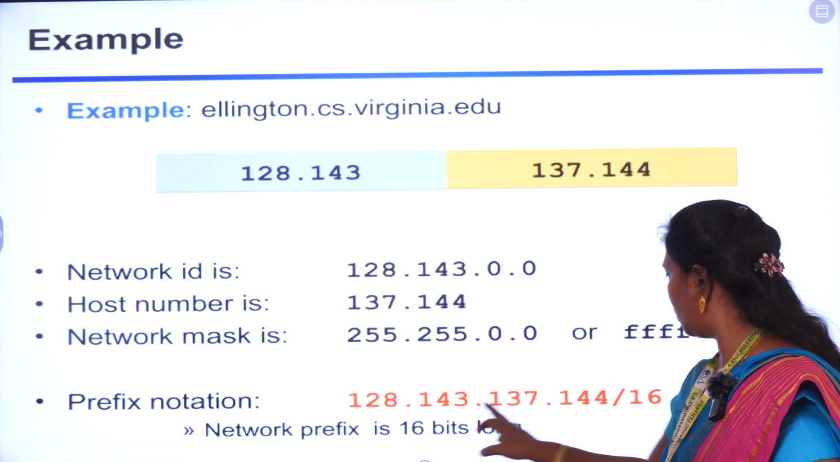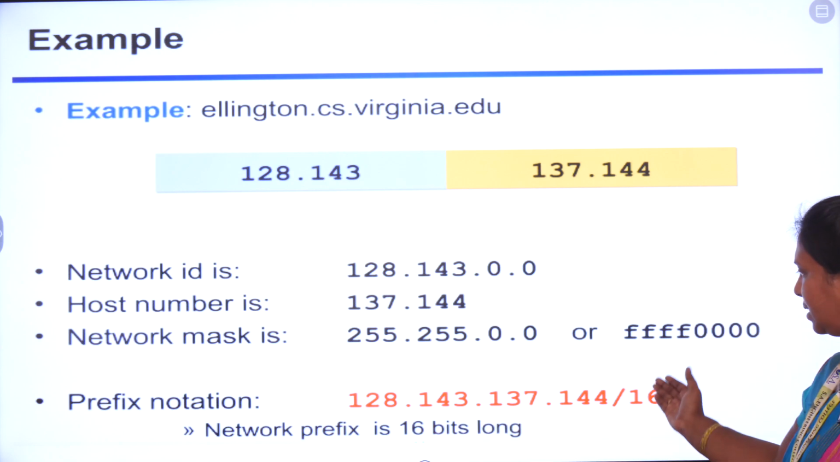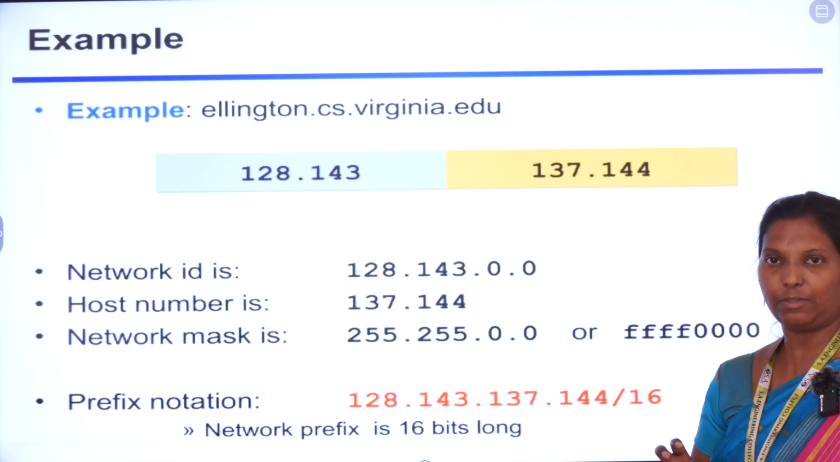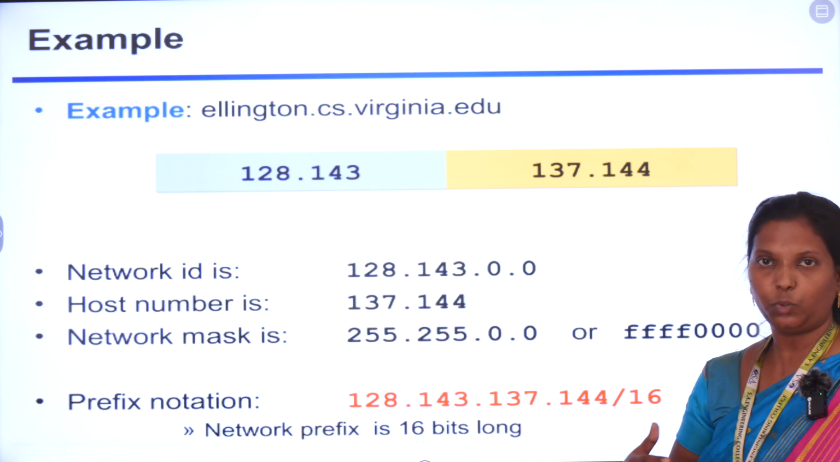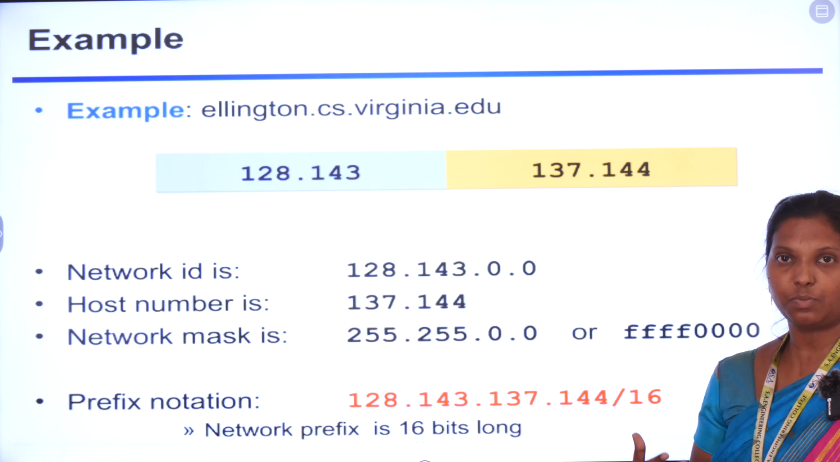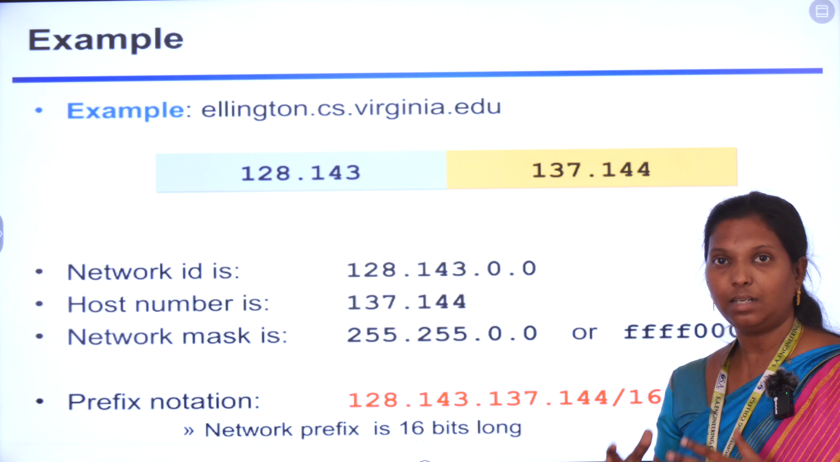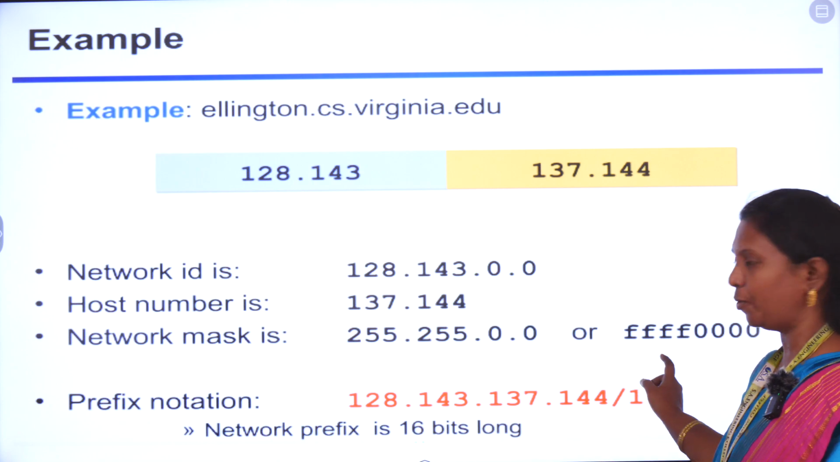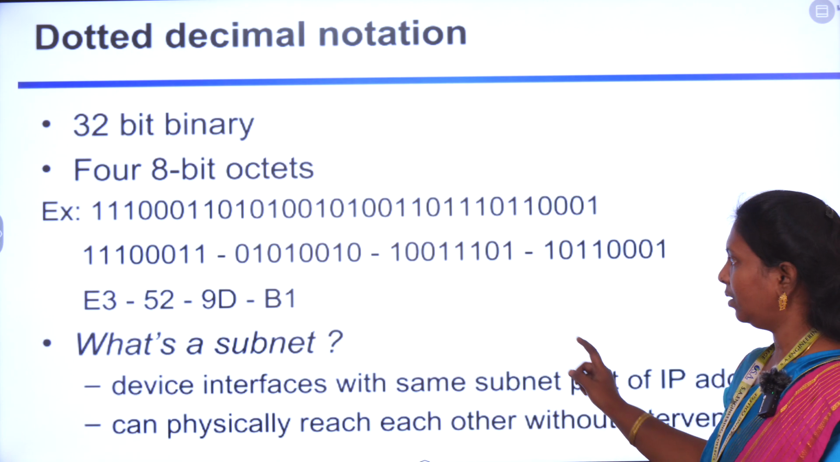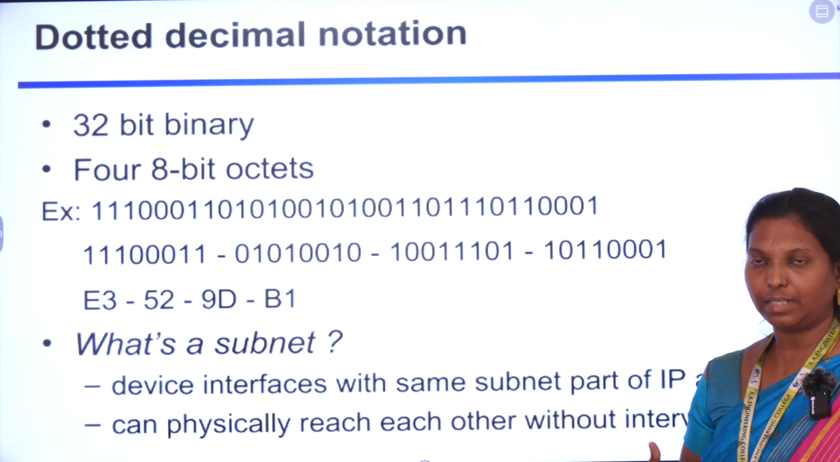And this is the prefix notation, and here the 16 represents the network prefix, so they are able to fix up to 2 to the power 16 IP addresses for their organization. This is the real concept of IP address and network prefix. Hope you understand. Next, we can go for further examples.